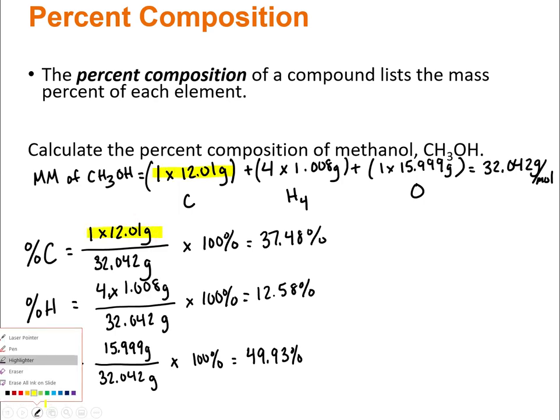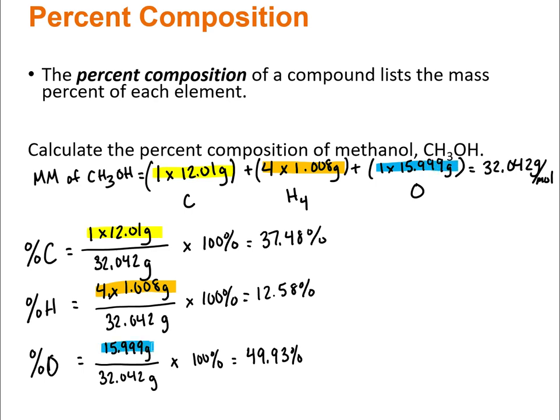And just so we can see the connection here, I wrote out the molar mass like that for a reason. Because it's helpful when you are doing the percent composition. So let me know. Do we need to do another example of this? Or are we ready to move on?